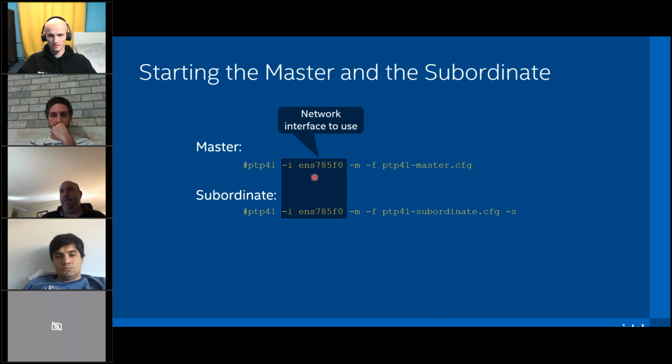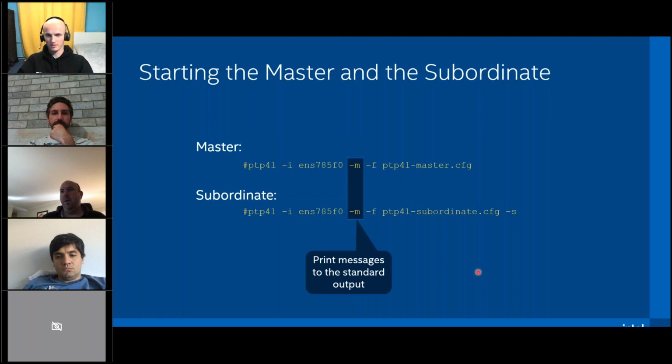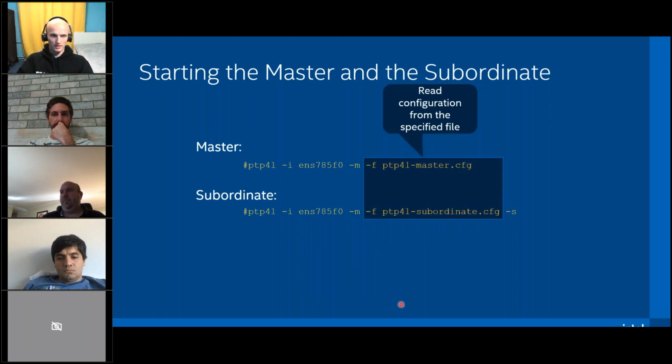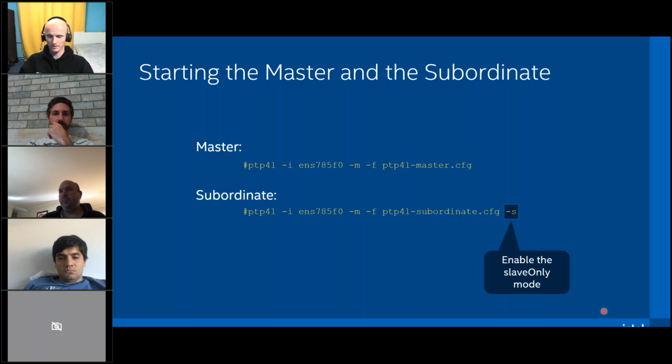The -i parameter gives us the network interface to use. So this will specify the port that it's running on. -m will print the messages to the standard output, when we want to print the messages to the console instead of the dmesg. -f will read the config file specified as a parameter, and -s will enable the slave-only mode. So on the subordinate system, we will want to specify that if we don't want the system to become a master.